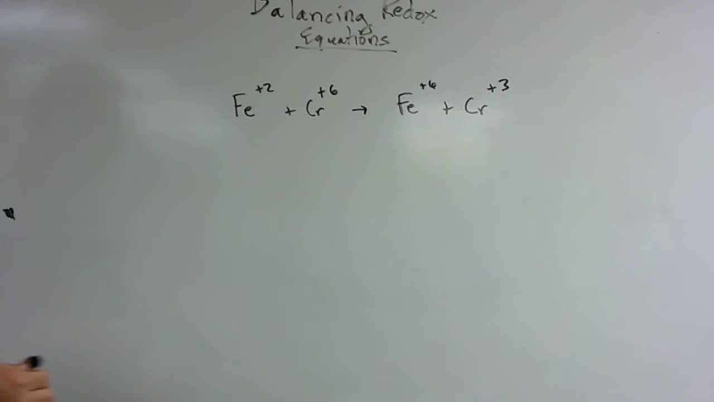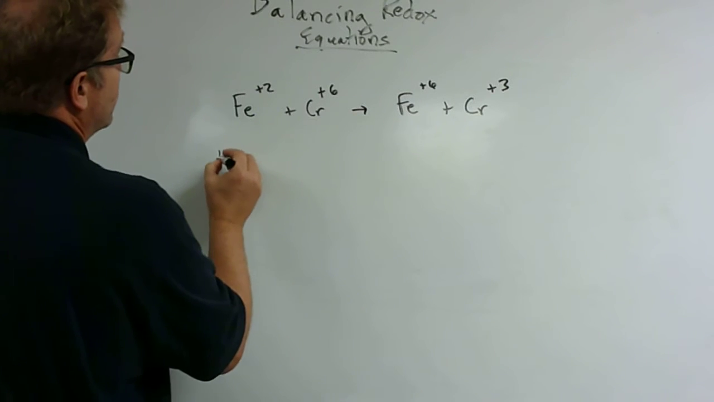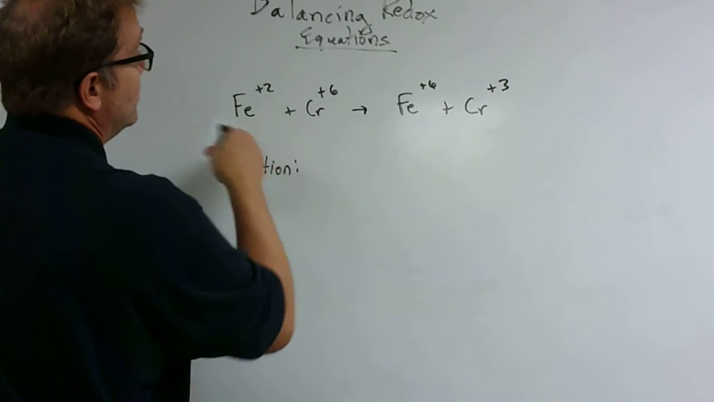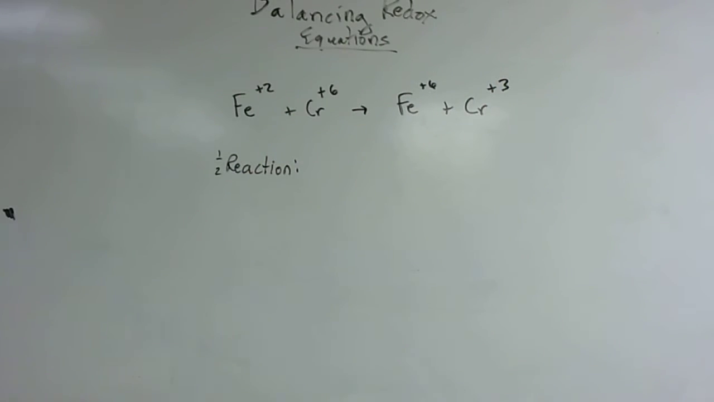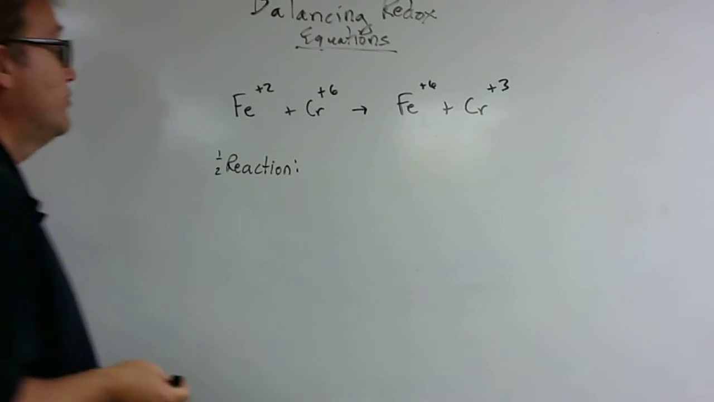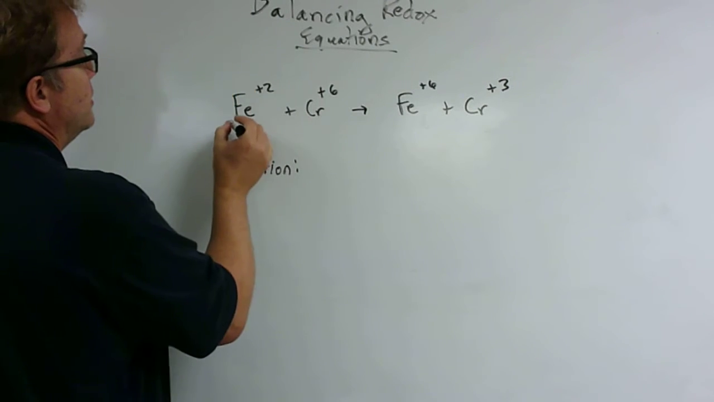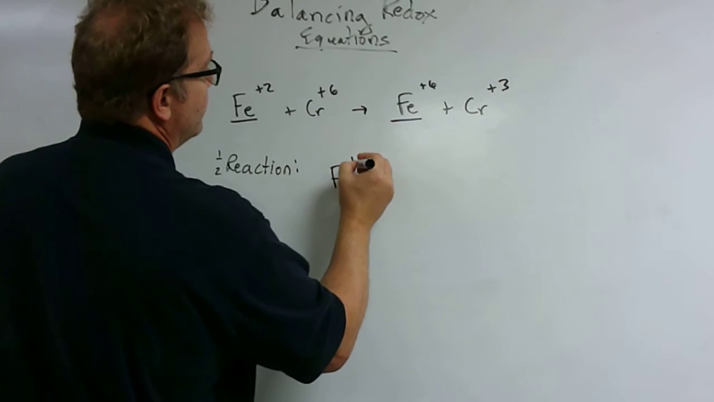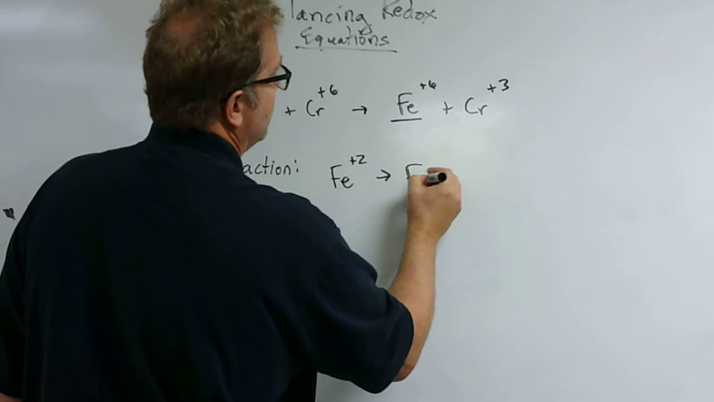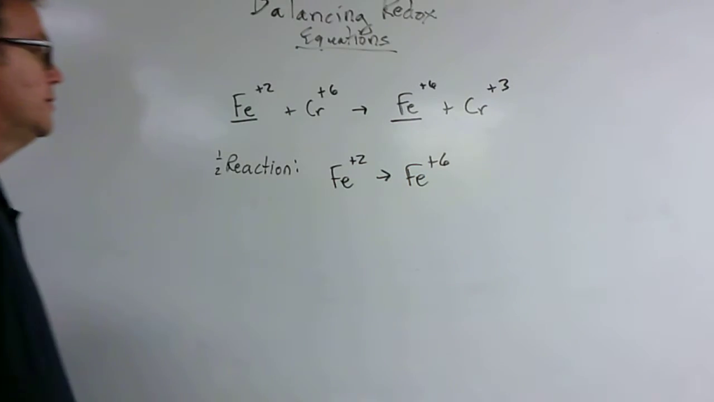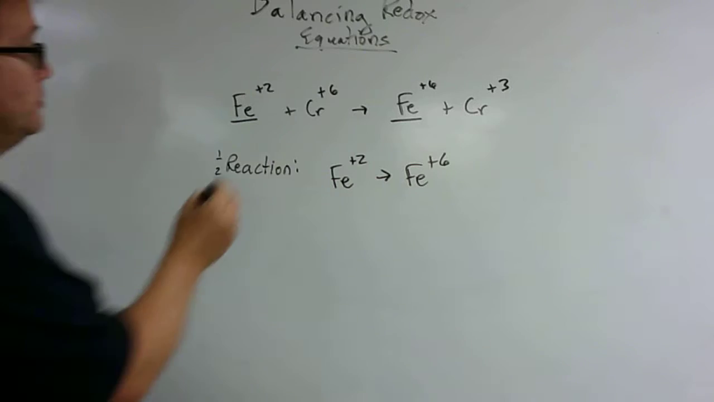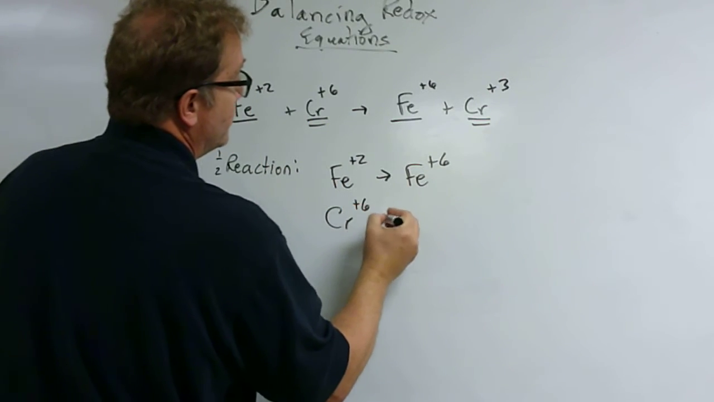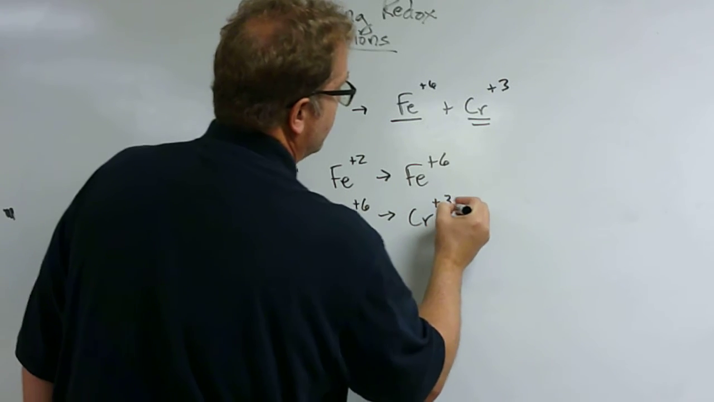But we can do the half reactions with this. So we're going to go half reaction. The really nice part about this is we already have the charges, so you don't really have to worry about much of anything. So my half reactions, let's just go ahead and go with my Fes. My Fes are going to go from a positive 2 to an Fe with a positive 6. And then we're going to do my chromiums, which are a Cr with a plus 6, going to Cr with a positive 3.